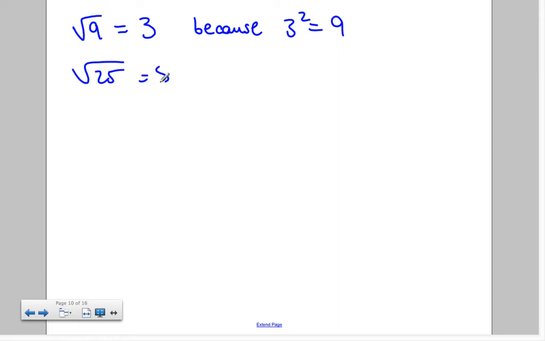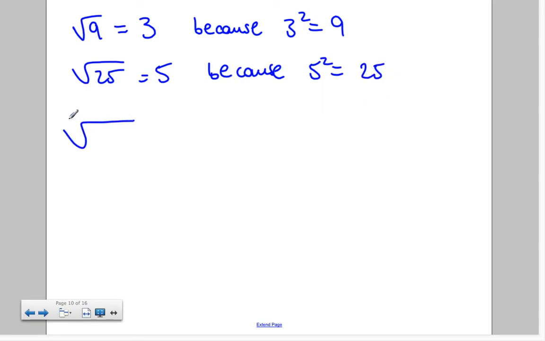If I say square root of 9, you probably know that the square root of 9 is 3, and the reason for that is because 3 squared is 9. Or if I give you square root of 25, you know that's 5 because 5 squared is 25.